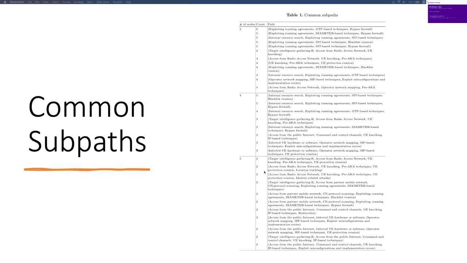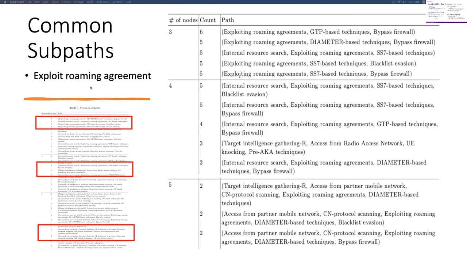We also look into the common subpath, which includes 3 to 5 nodes. Each node represents a technique that is used. And we found that, for example, exploit roaming agreement has strong association, like the techniques before and after exploit roaming agreement have strong association. For example, GTP-based techniques, Diameter-based techniques, and also SS7-based techniques are usually used after the exploit roaming agreement. So an attacker can send those messages between the home and visited network and try to get the subscriber info or conduct some billing frauds, for example.